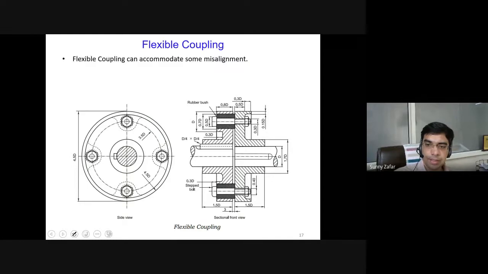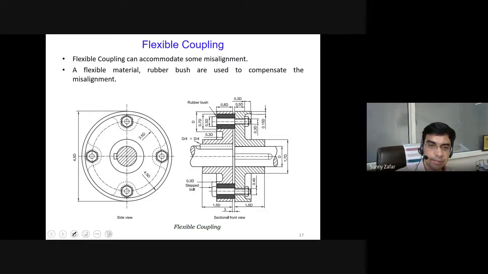If we look at the details of this coupling in terms of dimensions, you can have a look at this drawing here. It shows the side view and the sectional view. Again, there may be a minimum of one key, but depending on the requirement, the number of keys may increase. But by default, there will be one square key. You can see D by 4. Again, D here is the shaft diameter. So a square key is in place. With respect to the shaft diameter, all other dimensions of this flexible coupling are decided.